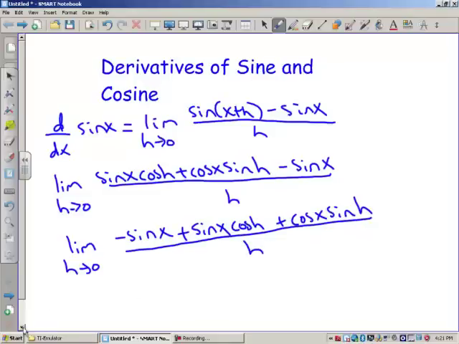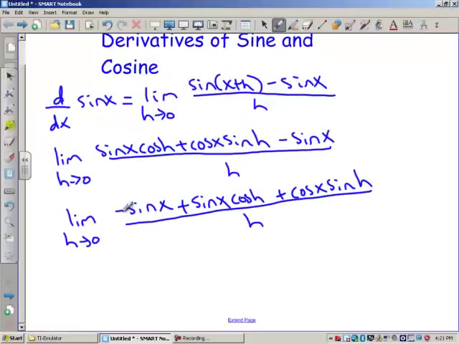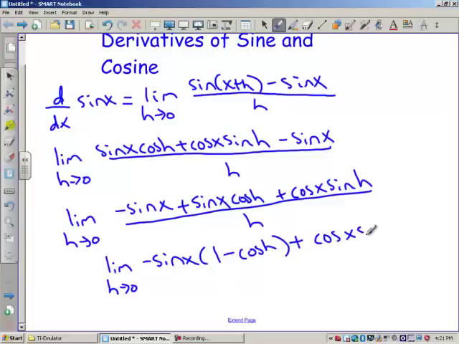Okay, so what I'm going to do next is I'm going to factor out a negative sign from this first part. So that's going to be negative sine x times 1 minus cosine h. I'm going to leave the second part alone. And I'm going to separate these into two fractions with the same denominator.